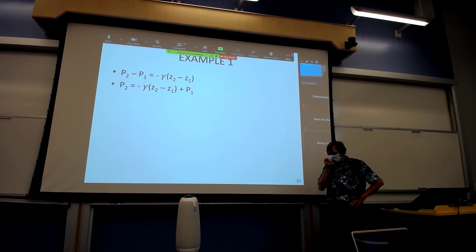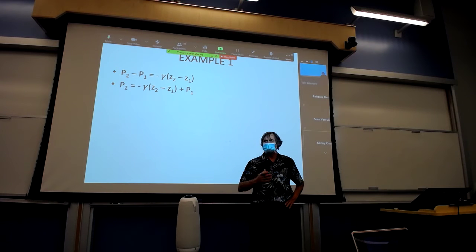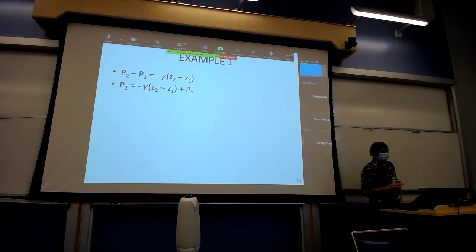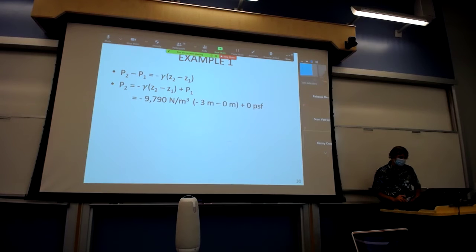Could we have called the point at the surface P2 and the point at the bottom P1? Absolutely. You're going to get the same answer. It's just got things rearranged differently, but you'll get the same answer. So it doesn't matter which point you call 1 and 2. You have the same information available to all ways you define the problem.